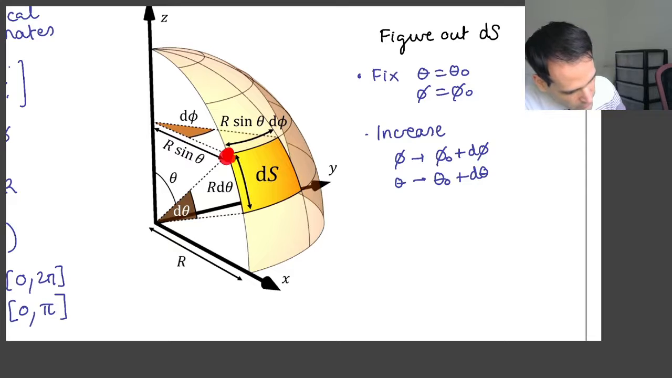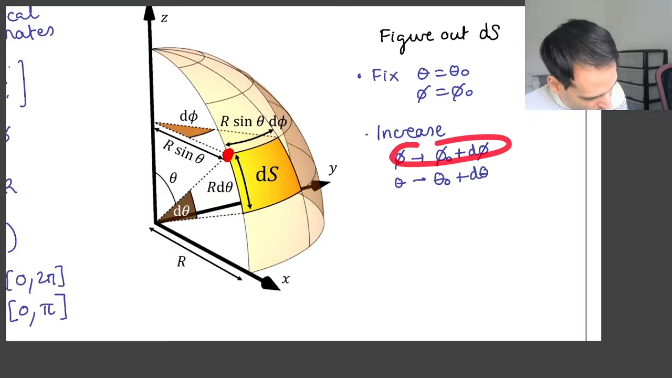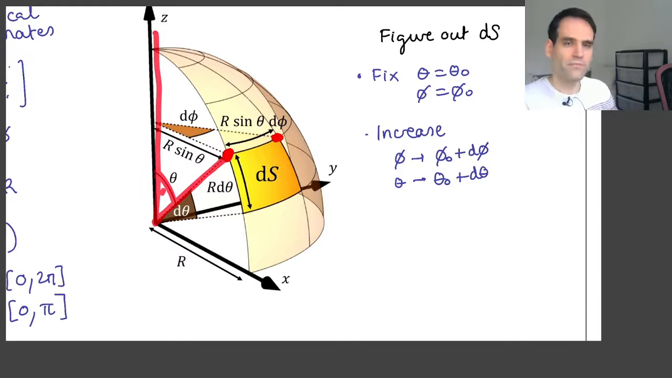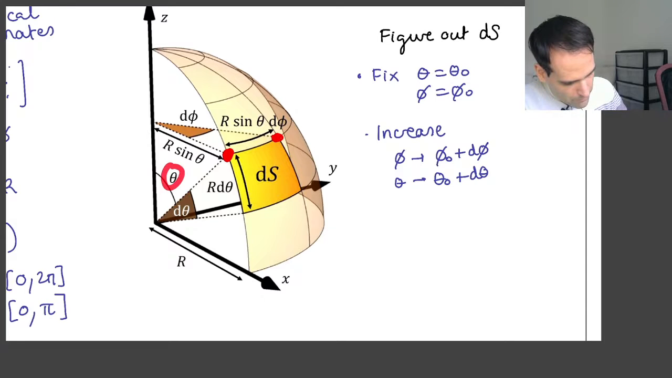So we increase phi by an amount d phi. This means that if phi was 0, for example, we are along the x-axis. Now we move by an amount d phi around the z-axis, so we increase d phi and we end up here. And at the same time, we increase theta by an amount d theta. Remember, theta is the angle between the point and the z-axis, so it's this angle here. If we increase theta by an amount d theta, we are moving down here.